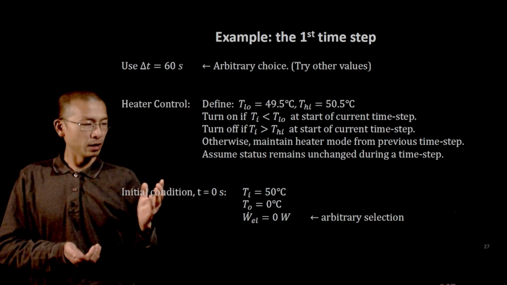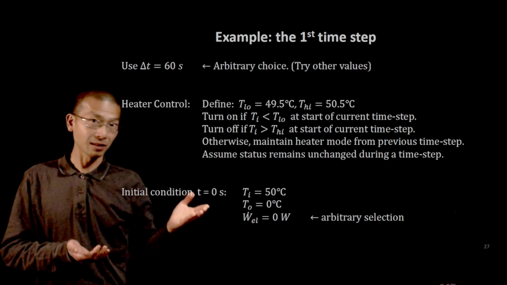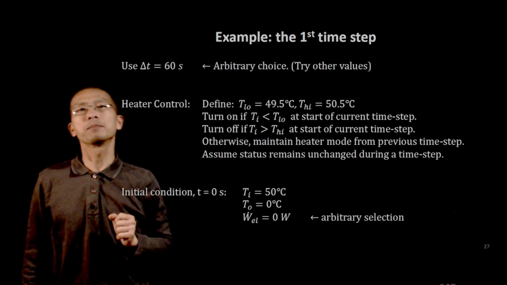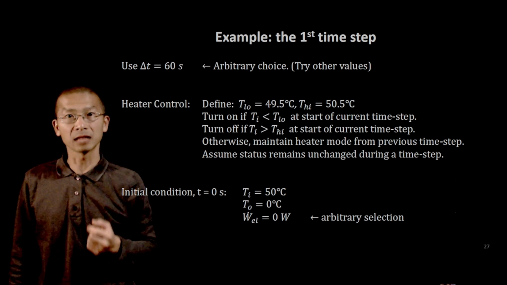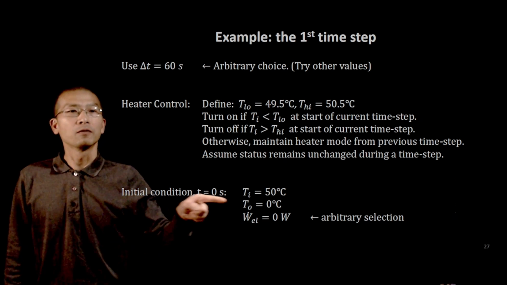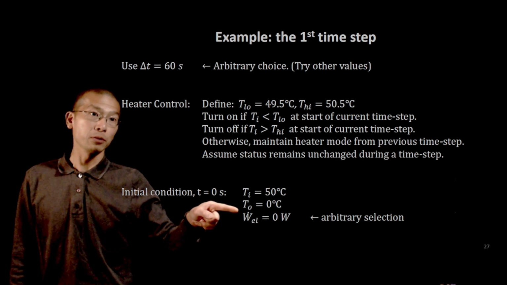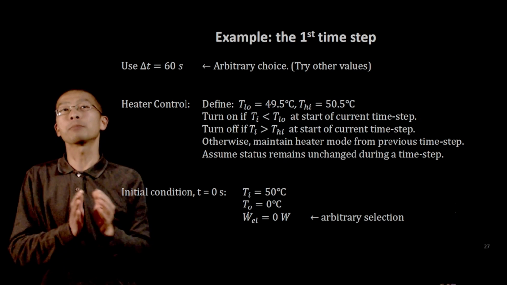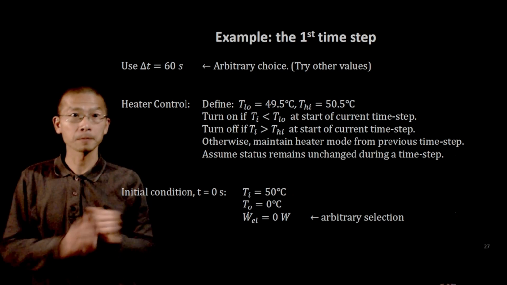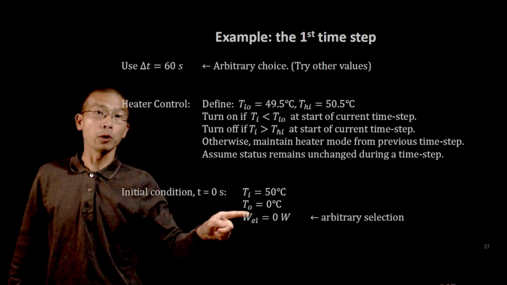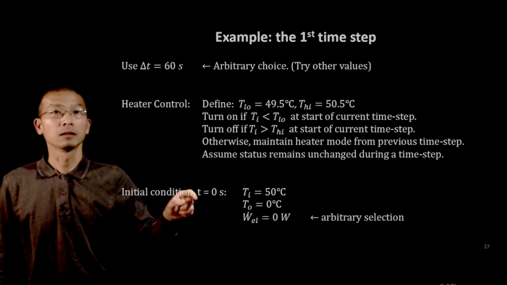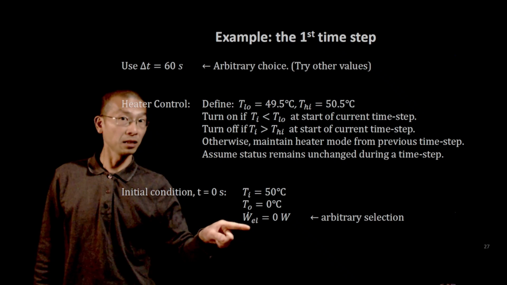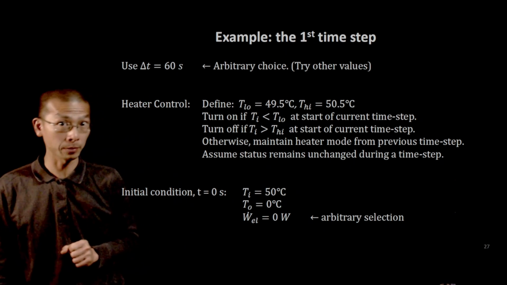Now for the initial conditions, that means t equal to 0 seconds at the beginning, and Ti, we will let it be 50 degrees C, the temperature we try to maintain. For the surrounding temperature, the outdoor temperature, we'll use 0 degrees Celsius. That is the temperature we use when we perform an energy balance exercise, and I'll show you that again. For the heater, we will assume it's off. Again, that's an arbitrary choice. So if it's off, W.EL, the heater output, would be 0 watts at the beginning of that time step.